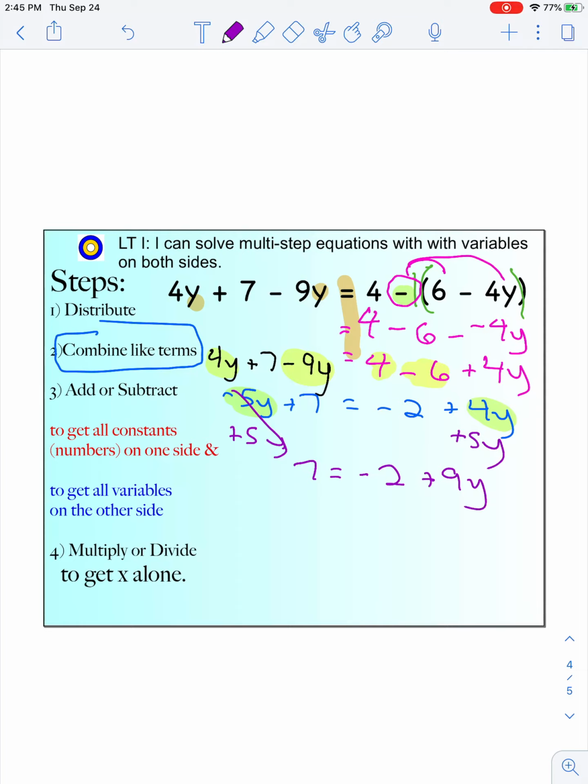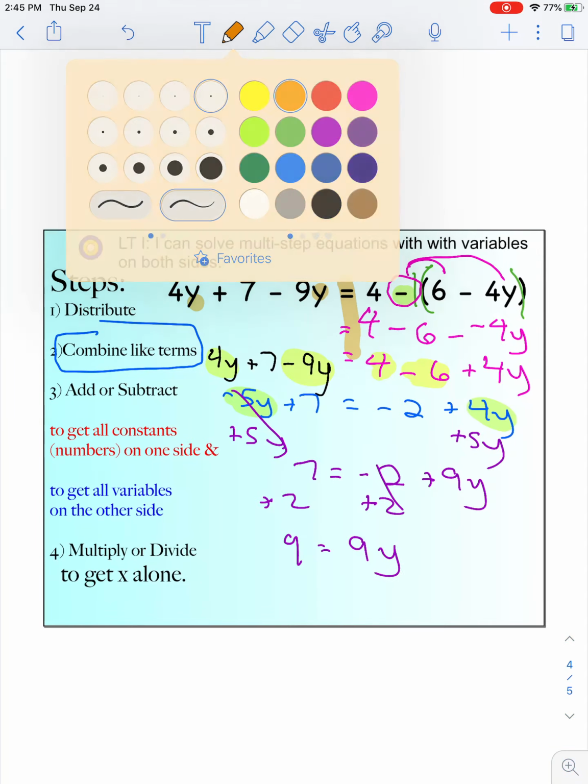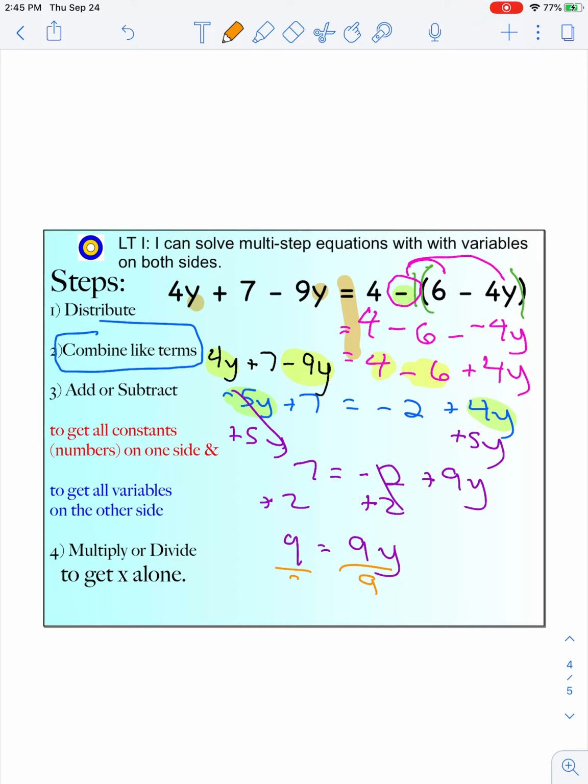So I have my variables all together. I need to get my constants all together. So I'm going to add 2 to each side. Now that gives me 9 is equal to 9y. So now I multiply or divide to get y alone. So I'm going to divide by 9, and that gives me y is equal to 1. So again, you can plug that back in to check and make sure you've got it correct.